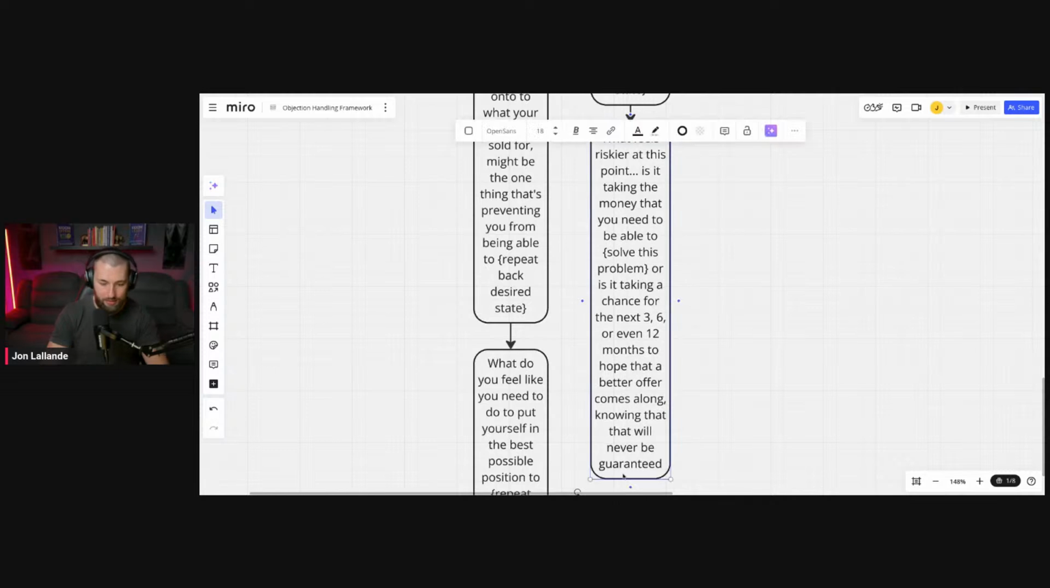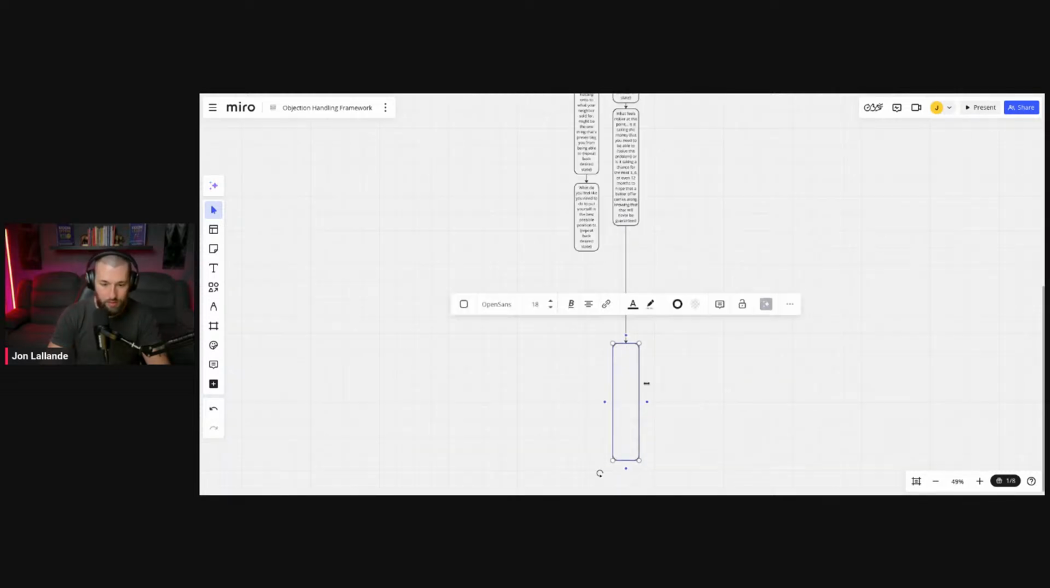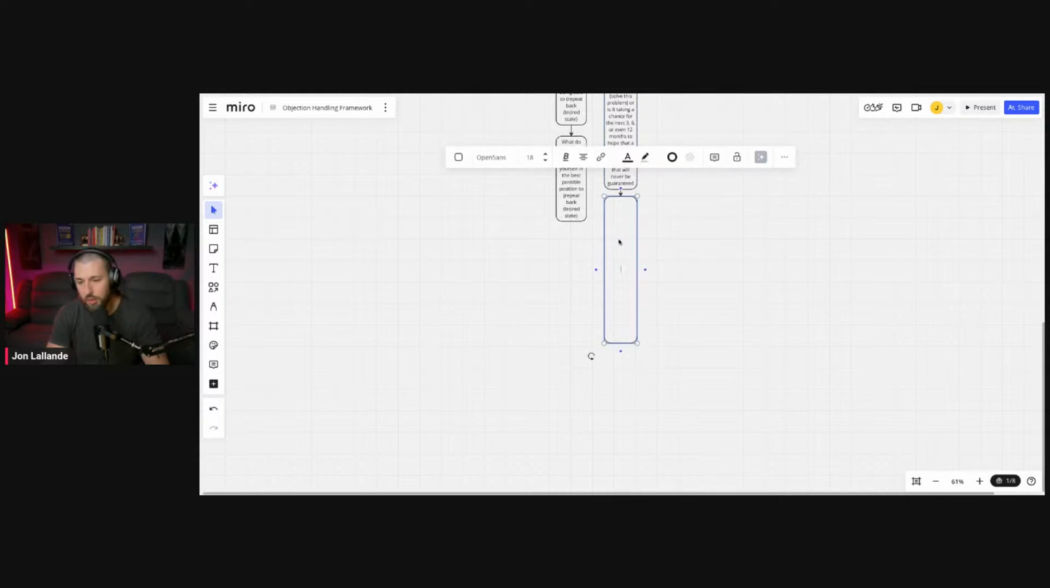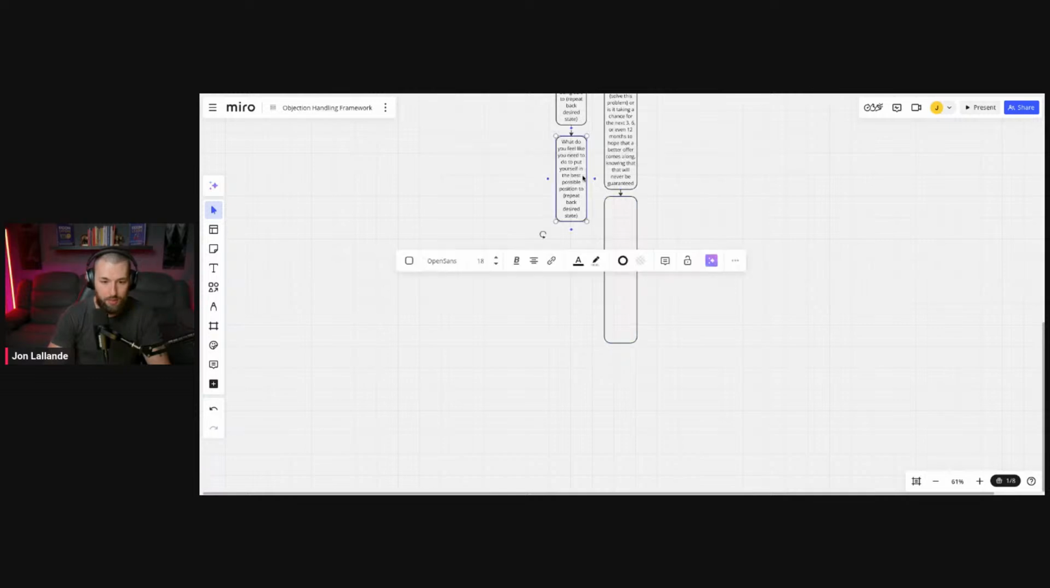Now, once we get that, they're going to say, well, honestly, at this point, it feels riskier to take a chance. Like, I know I need to solve this. Okay, well, why do you feel like that? Well, because of X, Y, and Z. Okay, once we have that, we are going to go right back into this.